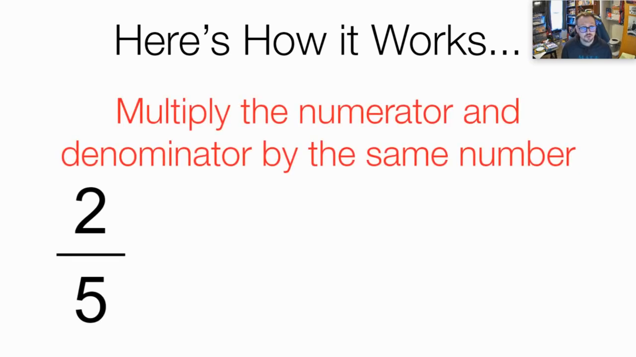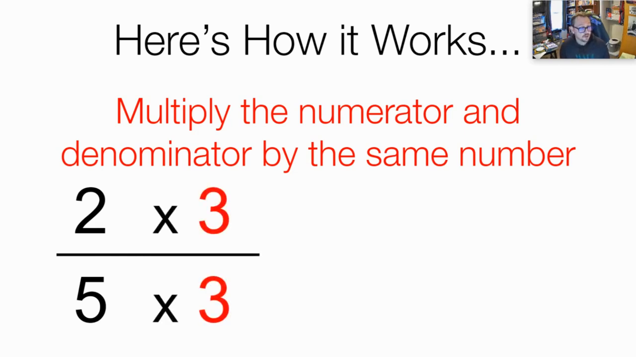Another method is multiplying, and it's also pretty simple. Here's how it works. We'll just do it with 2/5 again. All we're going to do is this. We're just going to multiply the numerator and denominator by the same number. So you just decide. For this example, I just decided to multiply both of those by 3. So we're going to multiply the numerator by 3. We're going to multiply the denominator by 3. And we would end up with the equivalent fraction of 6/15. So that's also a really easy way.